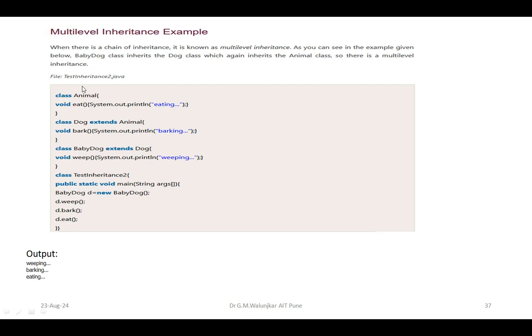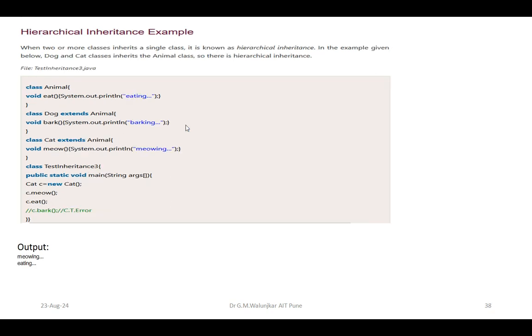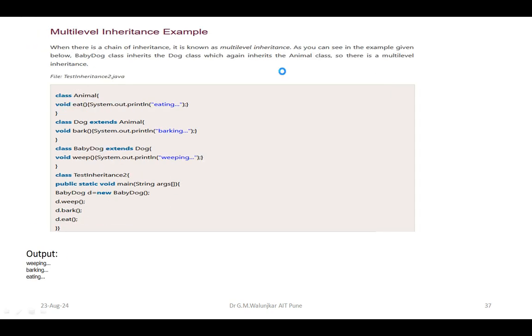Multi-level inheritance: you have the grandparent, that is the class Animal, then you have class Dog extending from Animal, and finally class BabyDog extending from this parent class. So this is your grandparent class, this is the parent class, and this is the child class. You create the object of the child class, and through this object of the child class, you access the methods of the grandparent class, parent class, and the child class. That is the multi-level type of inheritance.